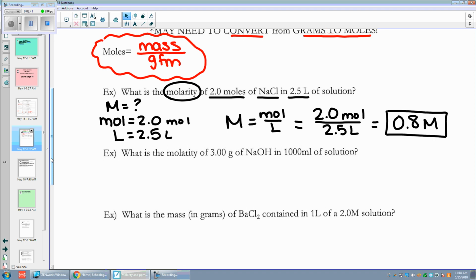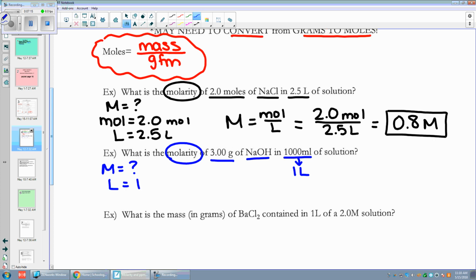Now I go to the next question, and it says, okay, what is the molarity? So molarity is question mark, I'm finding that, of 3 grams of NaOH in 1,000 milliliters of solution. This is actually really tricky because first, let's start here. My milliliters, I can't leave it like that. I have to have it in liters. We said that 1,000 milliliters was 1 liter. So instead, I need to write that as 1 liter. So my liters equals 1, right? 1 liter.